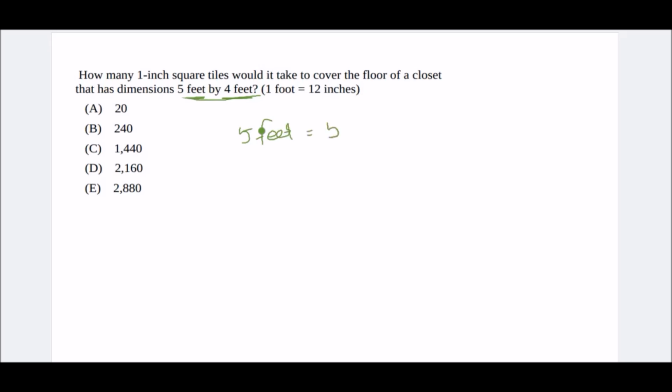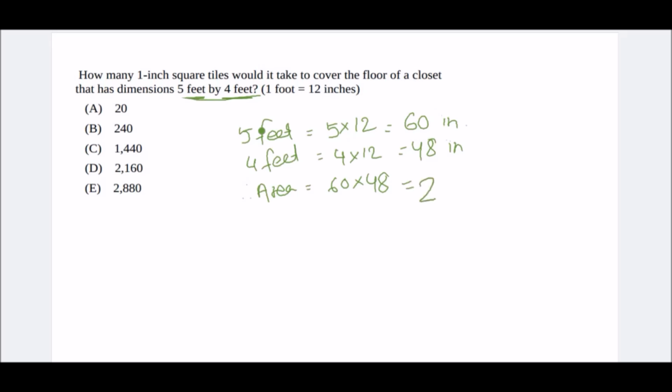5 feet is equal to 5 into 12, that will become 60 inches, right? And the 4 feet become 4 into 12, which is equal to 48 inches. Now the total area becomes 60 into 48, which will be 2880 inches square.